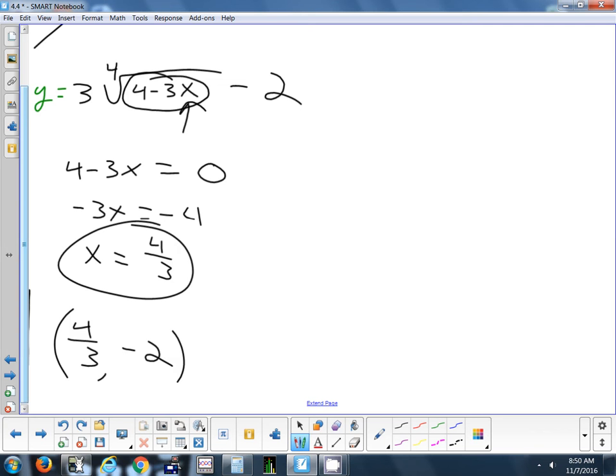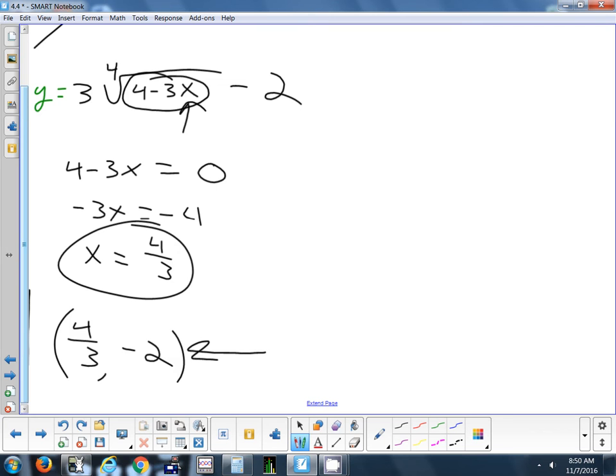Okay, so I would graph this point, and then I would maybe graph 0, try 0, -5, -10, and you'll get a good curve. Okay? But any questions on how you would sketch it from here?